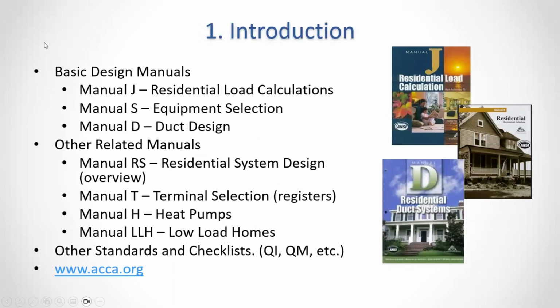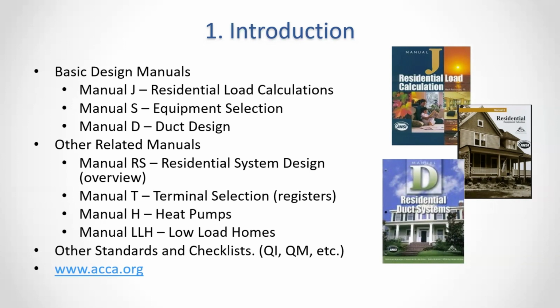And so as you can see, ACCA has a lot of manuals. The main three basic design manuals are Manual J for load calculations, Manual S for equipment selection, that gives you that range, that band I was talking about, and then Manual D for duct design. Probably the next most common manual used would be Manual T for terminal selections. That's how to select registers and grills and stuff like that. But they have other manuals. Manual RS is an overview, Manual H for heat pumps, Manual LLH for low load homes.